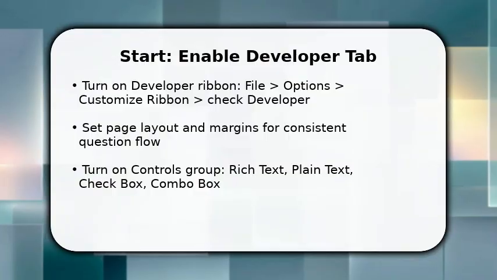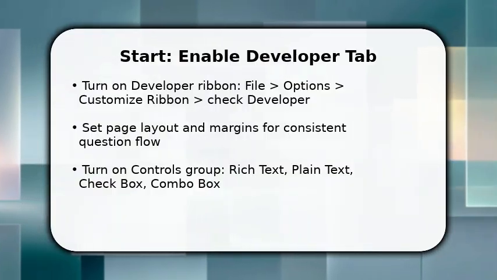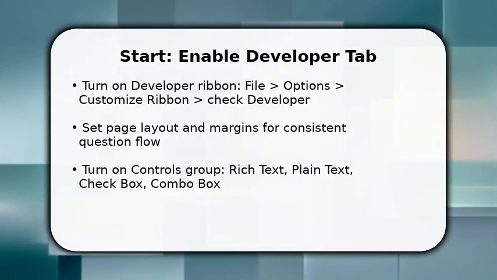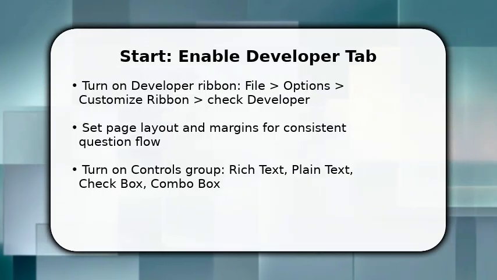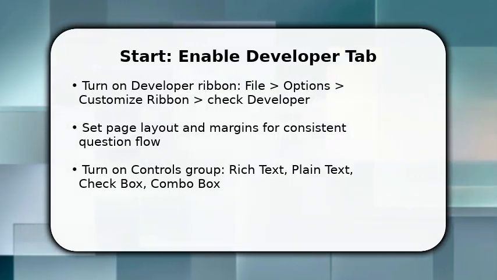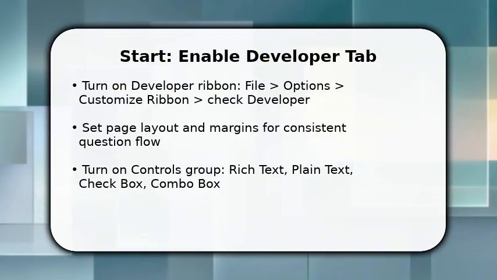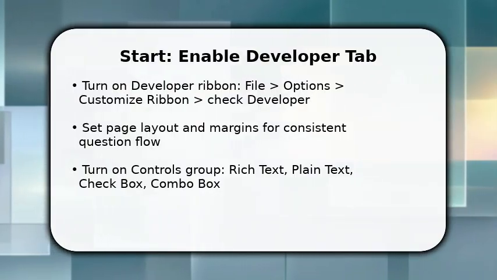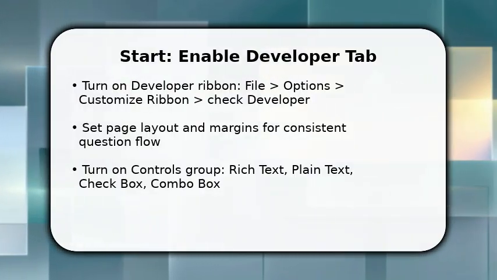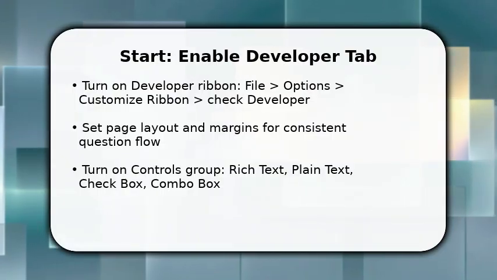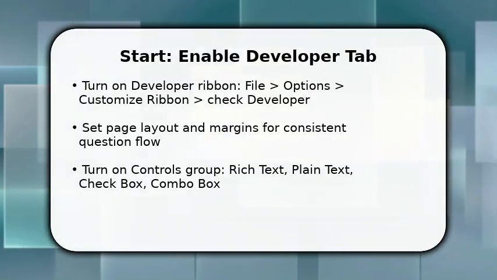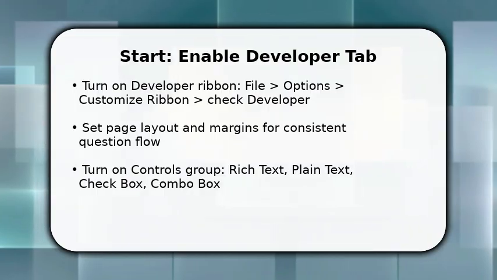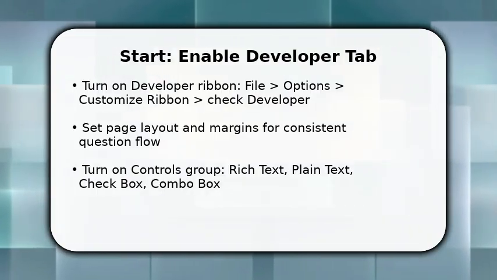Enjoy the video. You begin by enabling the Developer tab so you can access Word's form tools. Once done, set a simple page layout and margins to keep questions aligned. Next, insert basic content controls like plain text, rich text, and checkboxes. These are your interactive fields. Make sure to name each control in its properties so you can identify them later. This immediate setup saves time and prevents rework when you add conditional or repeatable sections.